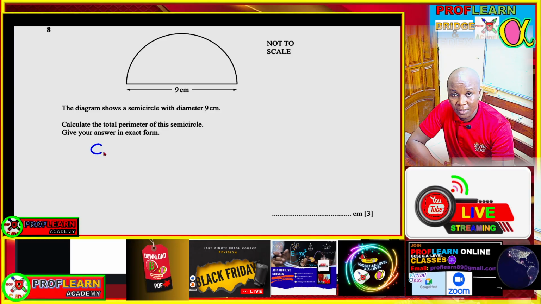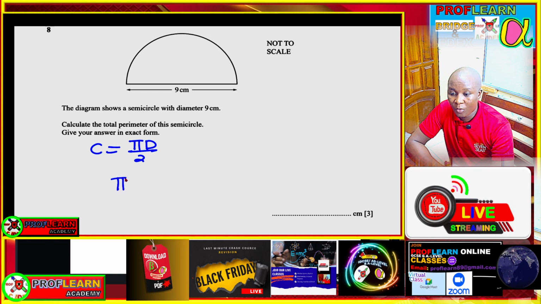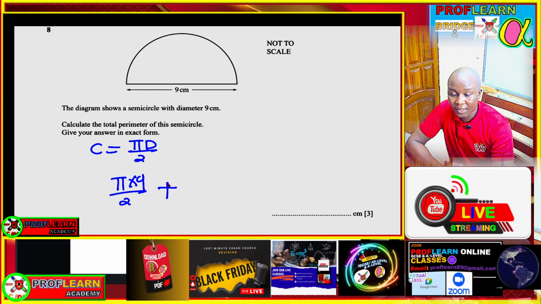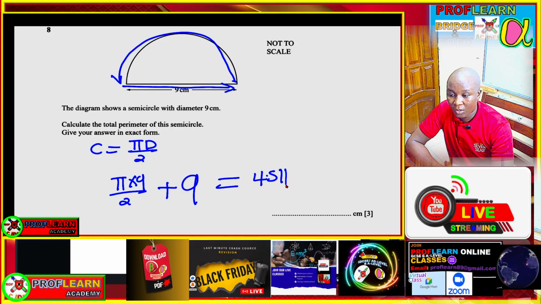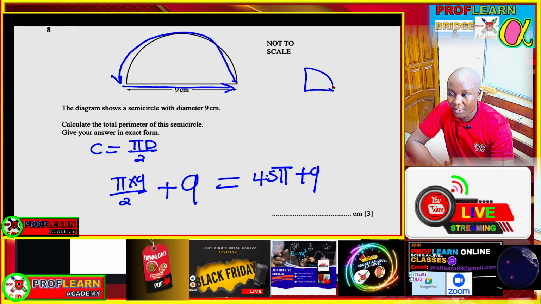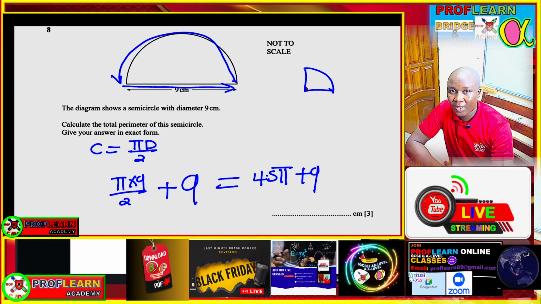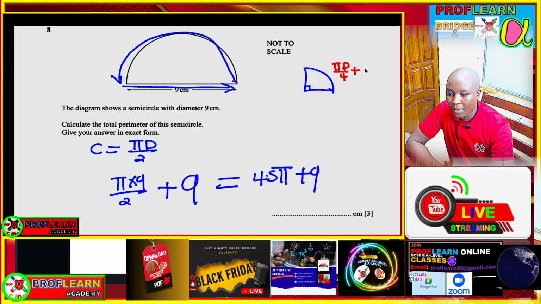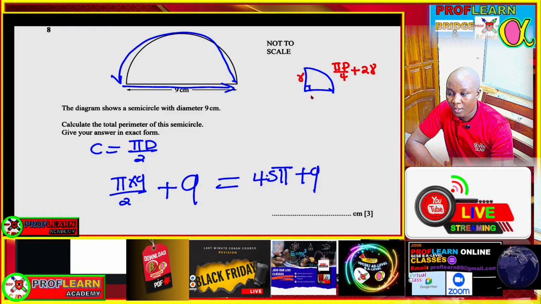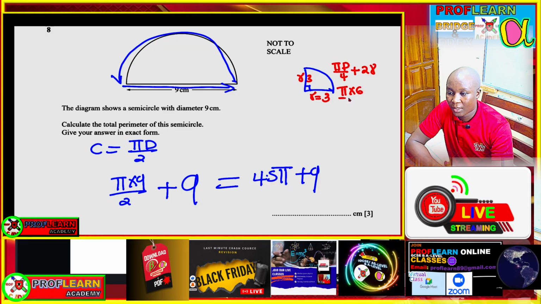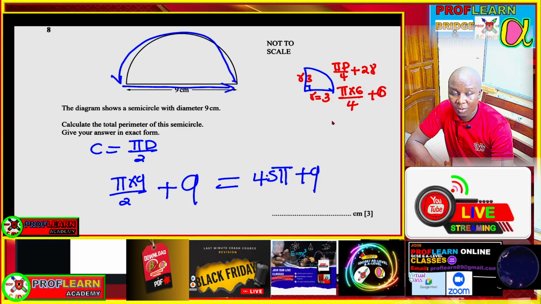Circumference of a semicircle is given by pi d, a half pi d. Then if we want to find the perimeter, we're going to say the circumference plus the diameter so that we can find the total distance around. So meaning that we're going to have 4.5 pi plus 9 as the perimeter. Now, suppose you have a quarter circle. A quarter circle is going to be pi d over 4, then plus twice the radius, all plus the diameter, so that we can find the perimeter of a quarter circle like that.